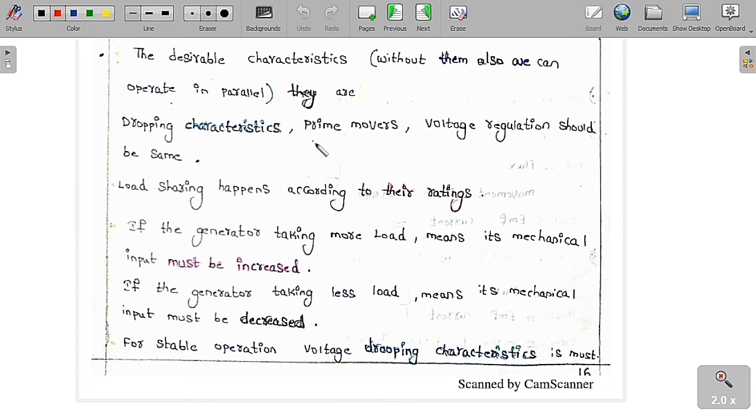The two necessary conditions are that the voltage should be the same and the polarity of the connection is also the same. These are the only two necessary conditions, and everything else is called desirable characteristics.